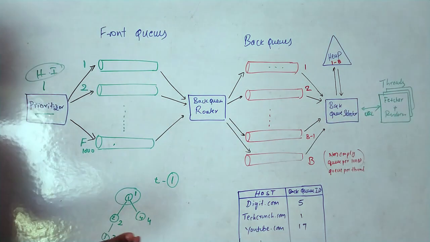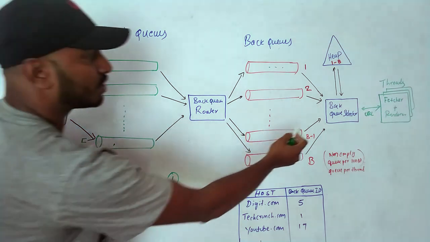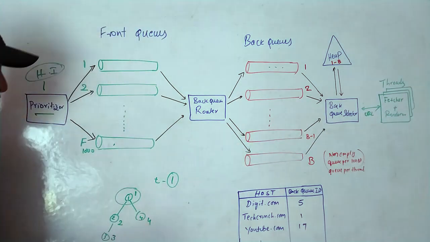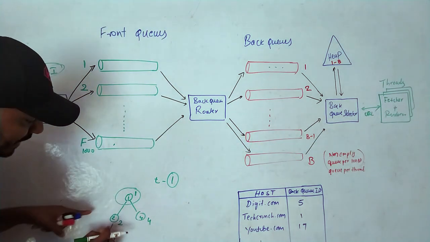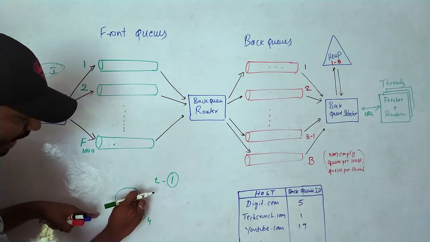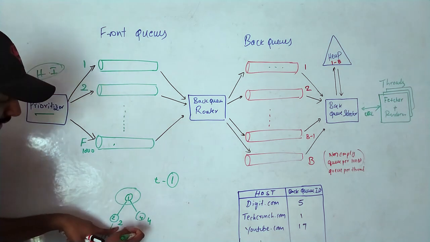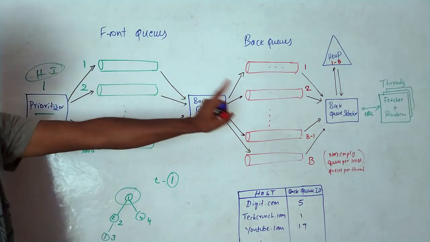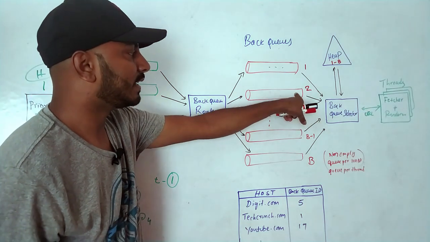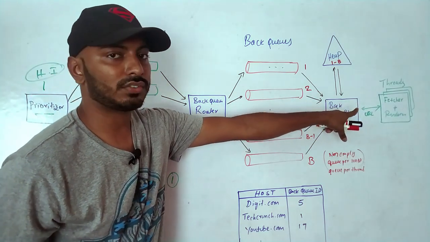What happens to the next one? One more thread comes back to the back queue selector and asks for one more URL. By then, this has already elapsed, so it gets this one. It tells the thread, okay, go to Q2 and take a URL.